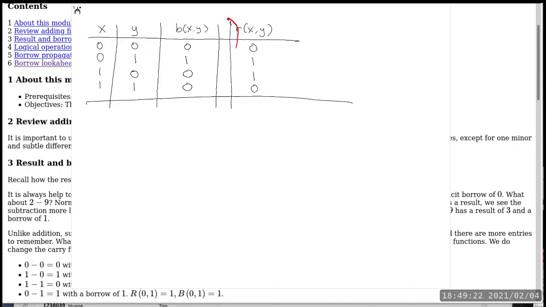When you look at this column here, I think we have seen it before. It looks to be the same as the R function in addition. Yes, indeed, it is the same. In other words, R of xy is just like before. It is x exclusive or with y. We are done with the R function. The R function is the easy one.